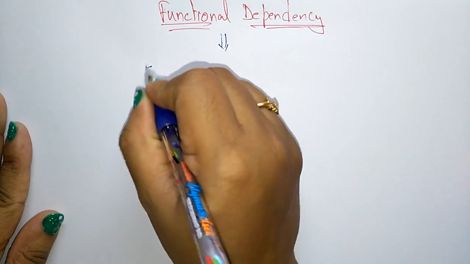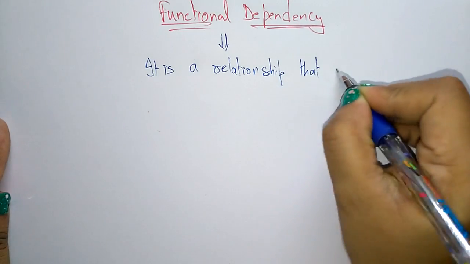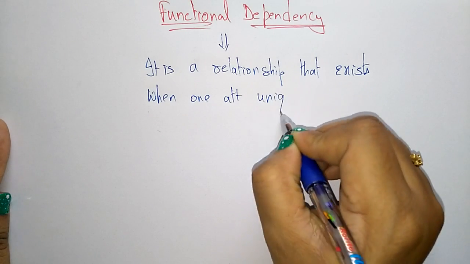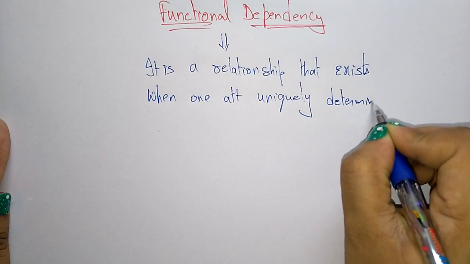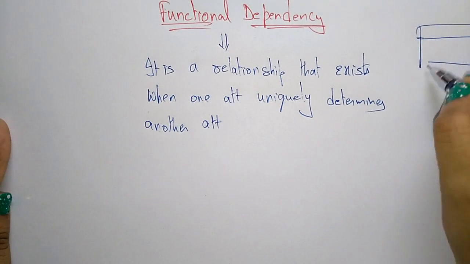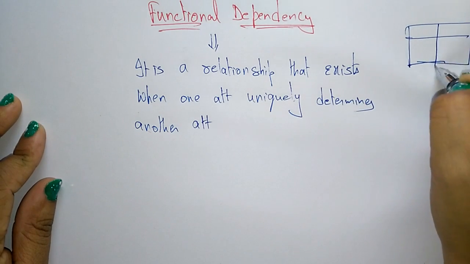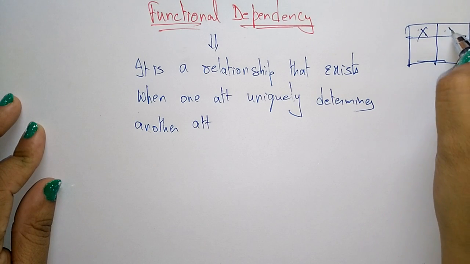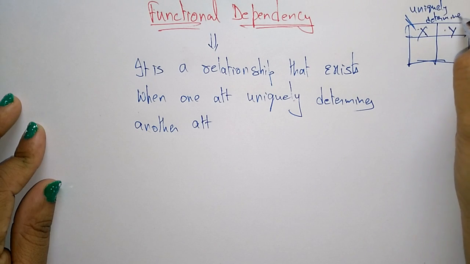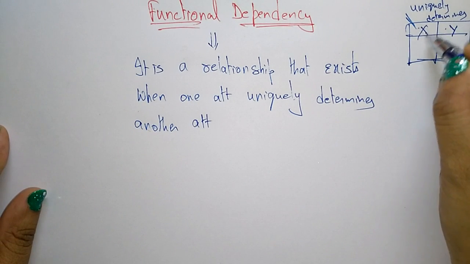A functional dependency is nothing but a relationship that exists when one attribute uniquely determines another attribute. That you call a functional dependency. So in a table, a functional dependency explains the relationship that exists when one attribute uniquely determines the other attribute. It means there is a dependency relation between these two attributes. Attributes are nothing but the fields that are present in the table.